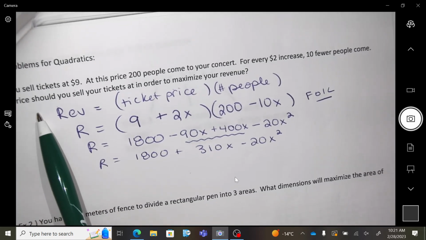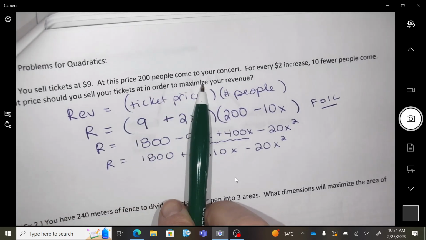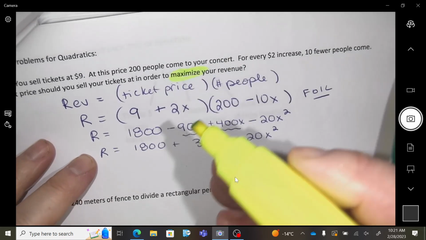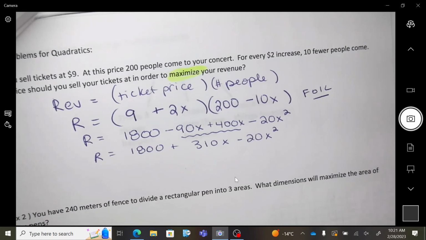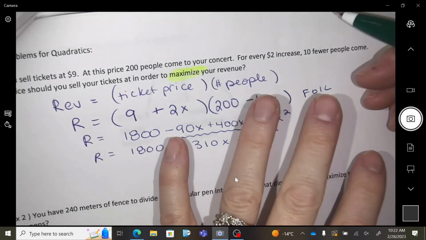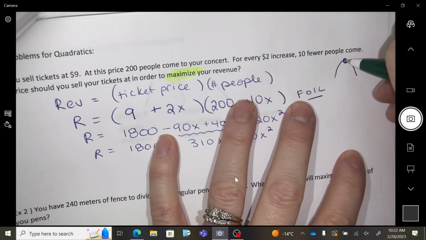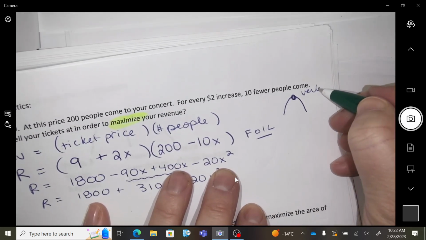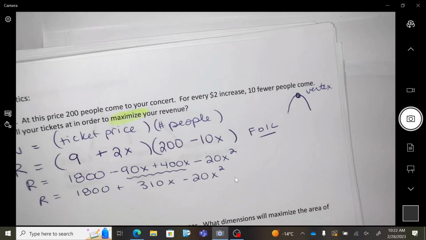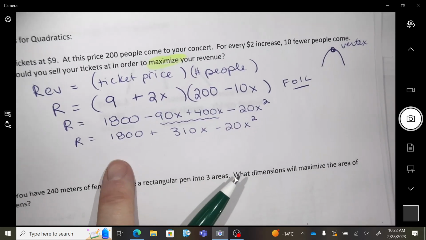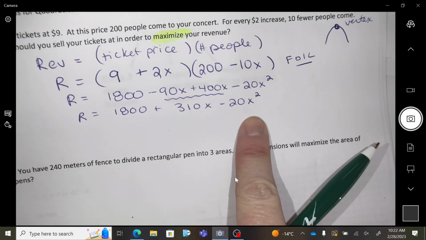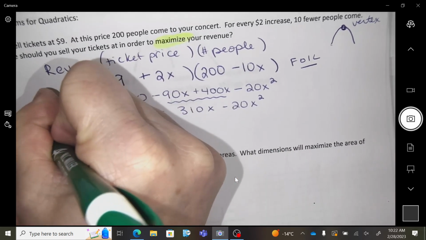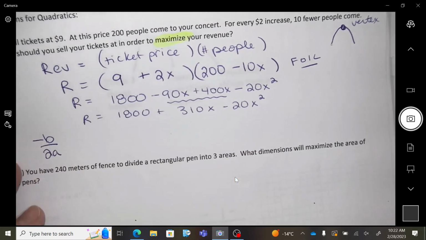So we need to figure out what price should we sell the tickets to maximize your revenue. So what are you looking for to find a max? A vertex. That's what I need. I need the vertex stuff. How do I find vertex when my equation looks like this? Negative b over 2a.